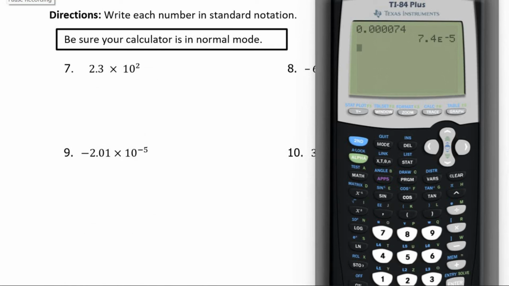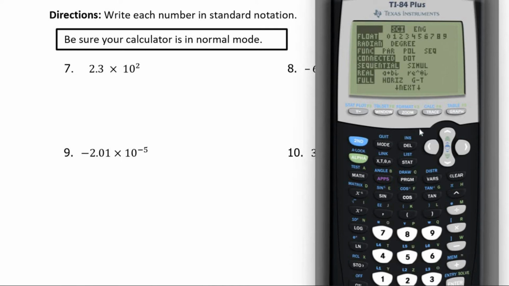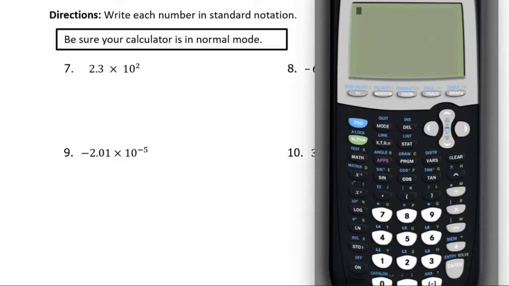On these next problems, we are taking numbers that are in scientific notation and writing them in standard notation. So I have to be sure that my calculator is now in the right mode. So be sure that you have normal highlighted and selected. And we can do second, quit, and get us back to our home screen. We're going to enter 2.3 times 10 squared into the calculator. Press enter, and we have our answer.